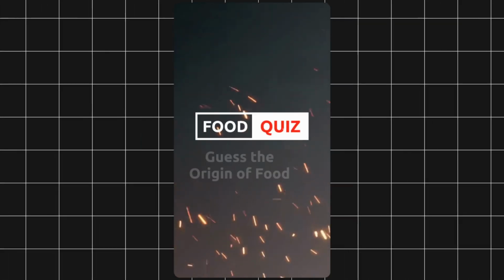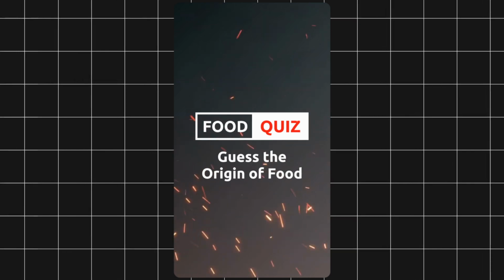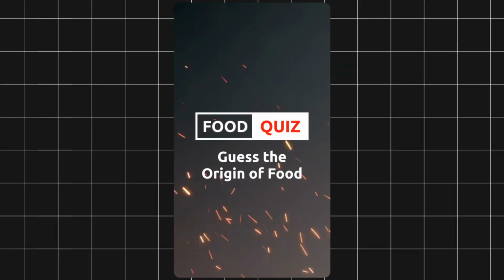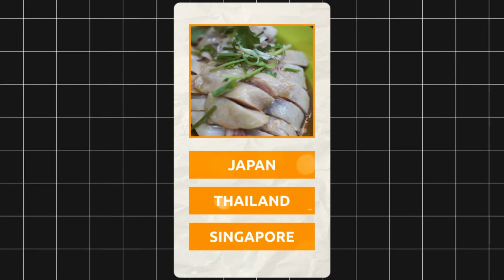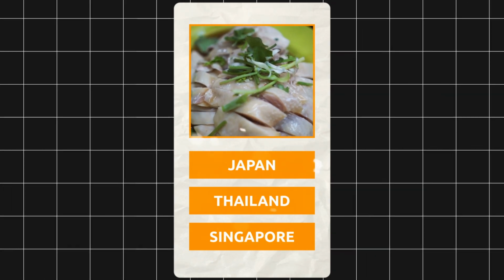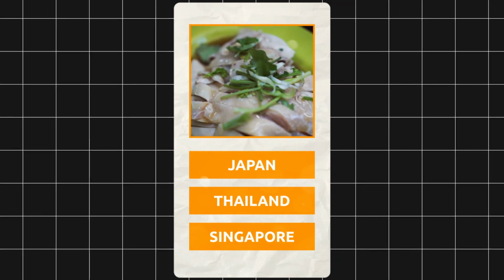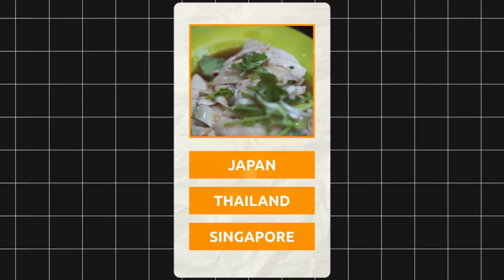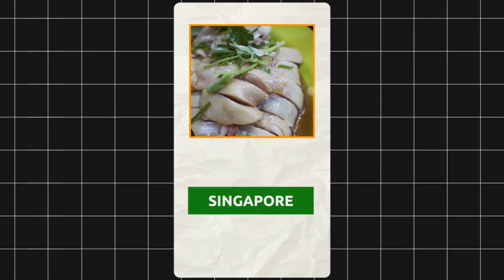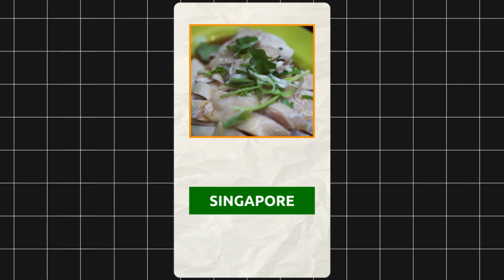Ready to test your knowledge of famous foods from around the world? Let's see how many you can guess right. First up, the easy round. You've probably heard of this one. This dish is made of fluffy rice, juicy chicken, and often served with a side of chili sauce. It's a national favorite in Southeast Asia. If you guessed Singapore, you're right. It's Singapore's famous Hainanese chicken rice.